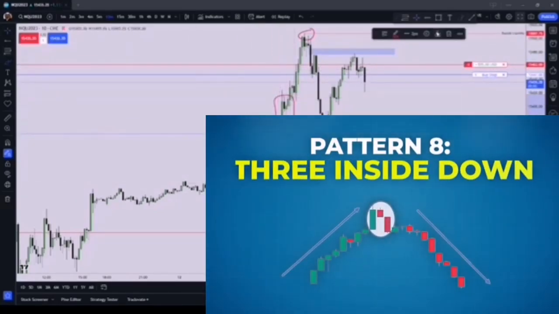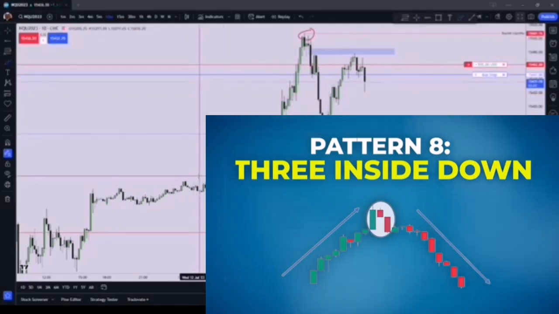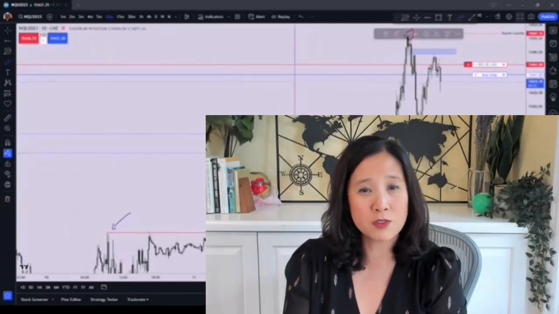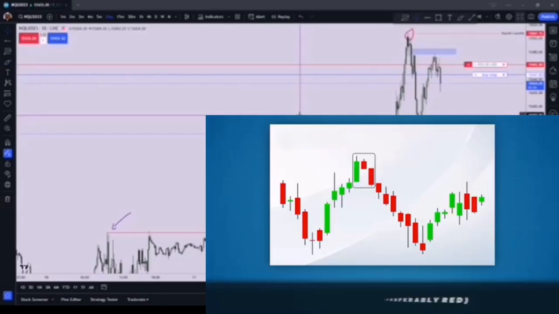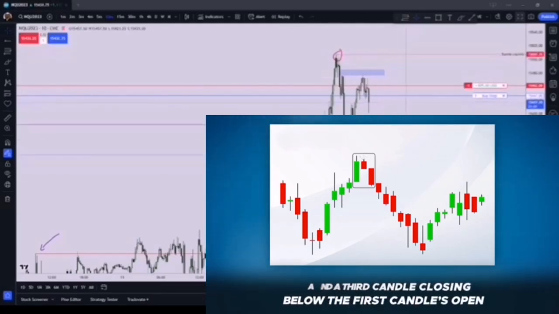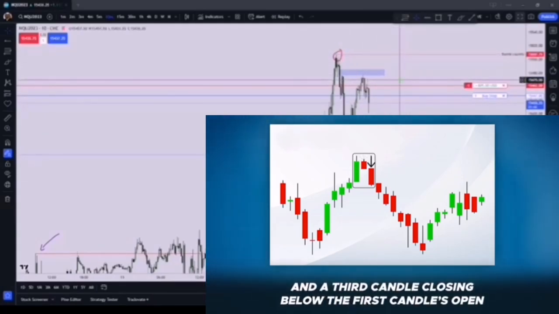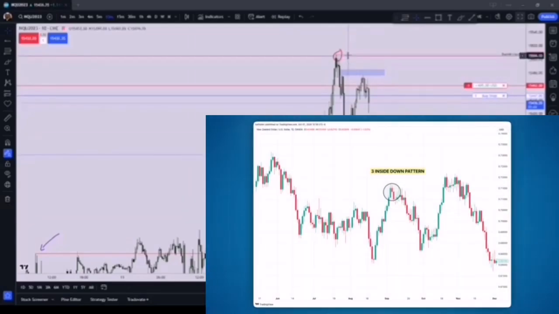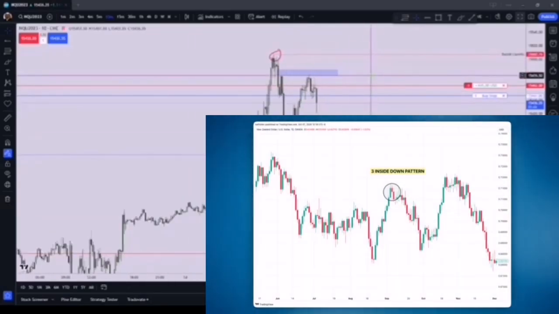The eighth pattern is the three inside down chart pattern, which is the opposite of the three inside up chart pattern. In this pattern, you're looking for a big green candle, followed by a smaller candle, which can be red or green, ideally red, of course, and a third candle that closes below the open of the first candle. You can see an example of this in the Kiwi dollar chart shown here.